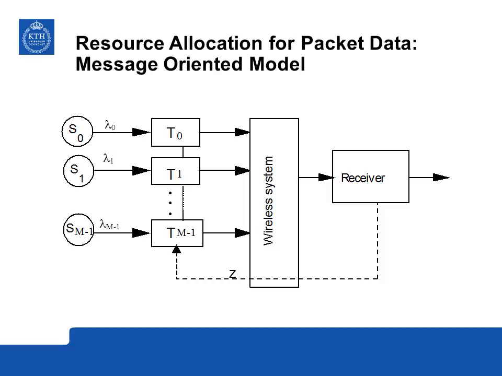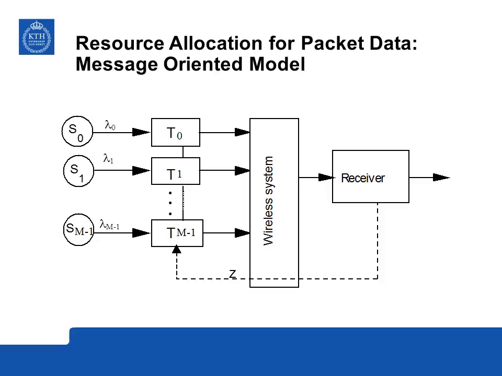Then we move to the resource allocation problem. Throughout the course we will mostly use a message-oriented model like the one in this graph. On the left-hand side we have a number of sources, users, applications that generate messages according to some random distribution, and they want to transmit their messages over this wireless system to some receiver. In this particular example there's a single receiver on the right-hand side, but without loss of generality we can also think of models with separate receivers on the right-hand side.